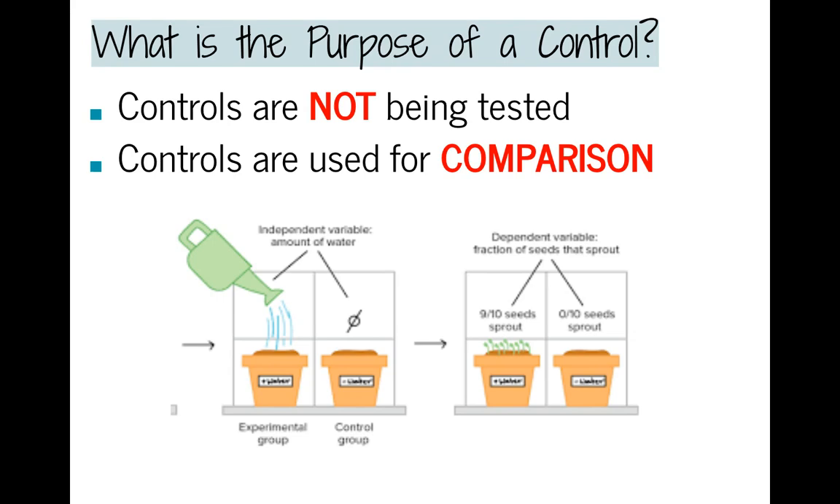So let's take a look at this example here. So I have one which I'm watering with different amounts of water and one without water. And as I go over to the next example, I see that obviously the one plant sprouted seeds because it had water, whereas the plant that didn't have water did not sprout any seeds.